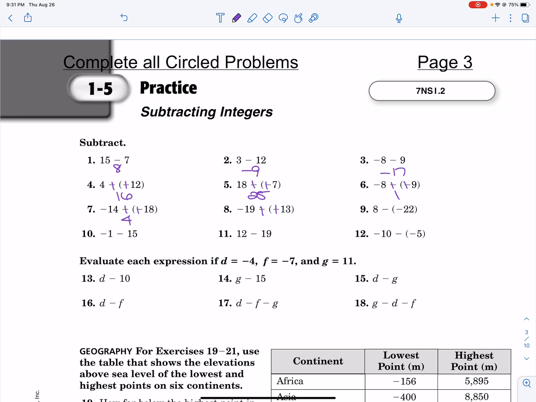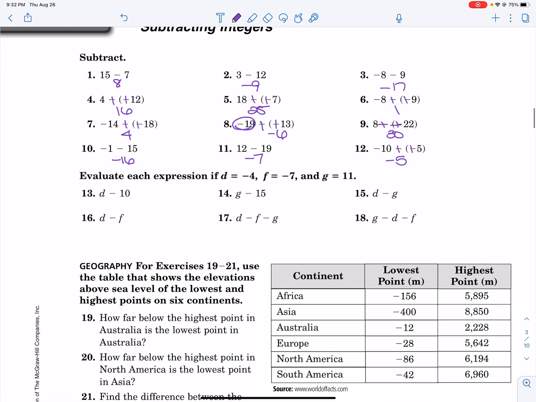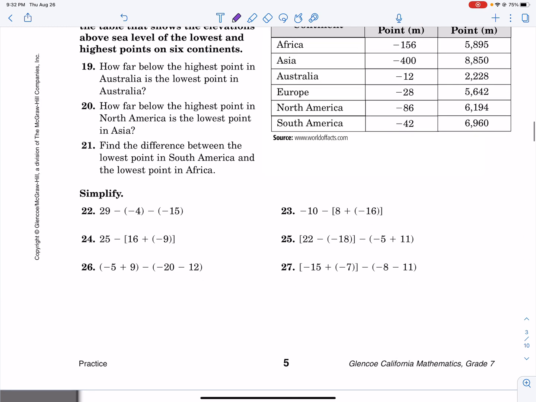-19 plus 13 is a -6 because the -19 was bigger. My 8 minus a -22 gives me 30 because the two negatives become a positive. -1 minus 15 is a -16. 12 minus 19 is a -7 because the bigger number is negative. And then my two negatives become a positive, so -10 plus 5 is a -5. Okay? And then some of these middle ones were done as part of your summer work, along with these two middle ones that are right here.